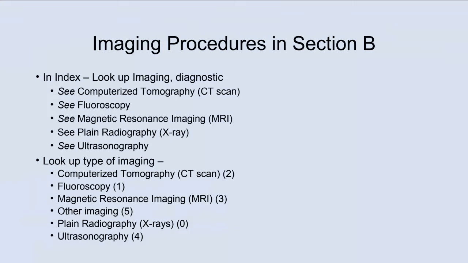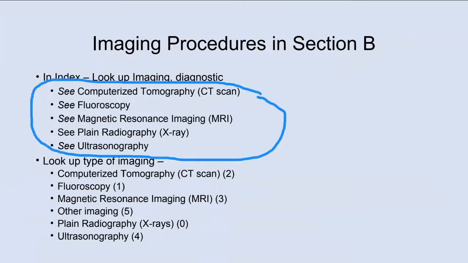So in the index, if you look up imaging diagnostic, it will refer you to the different types of imaging procedures. So what you really do is just look up the type of imaging, look up the CT, the fluoroscopy, the MRI, whatever in the index, and that will give you the correct type, and then you find the body part indented under it.